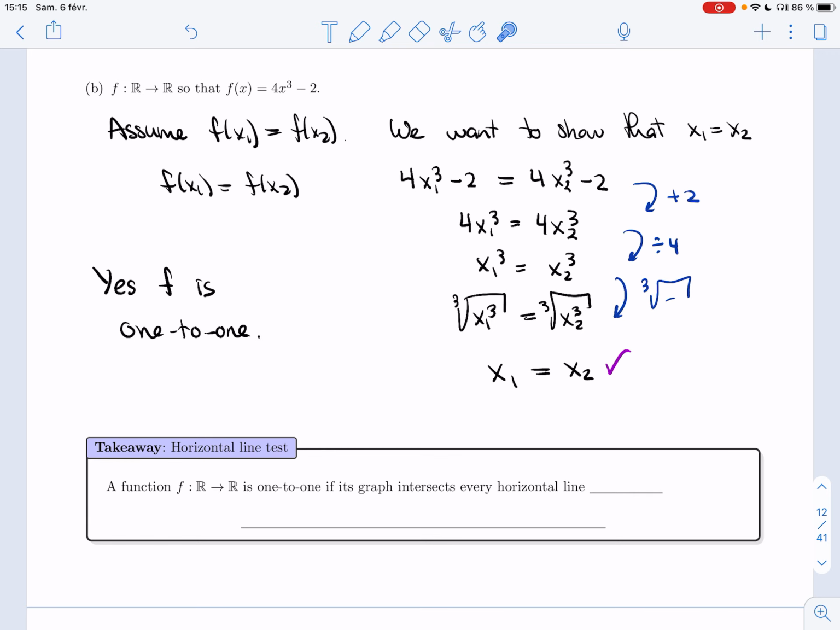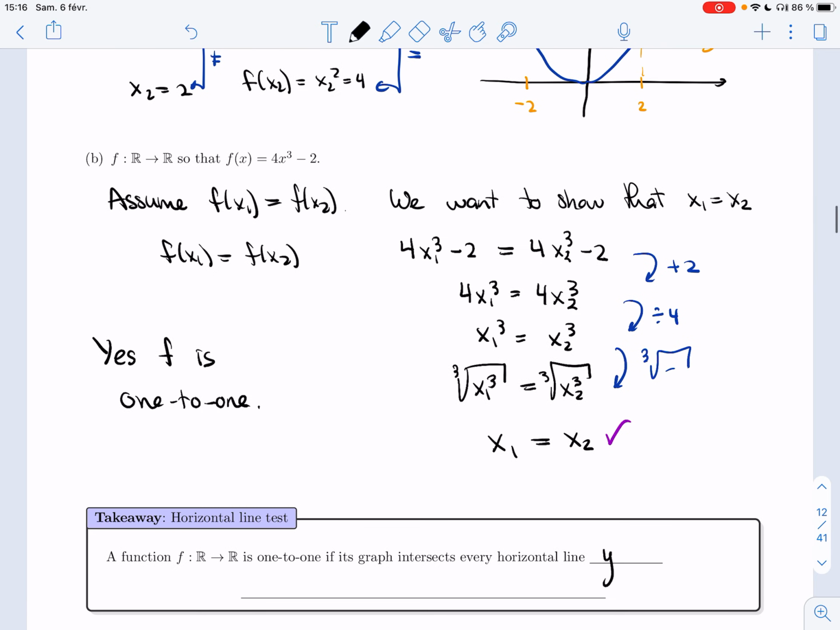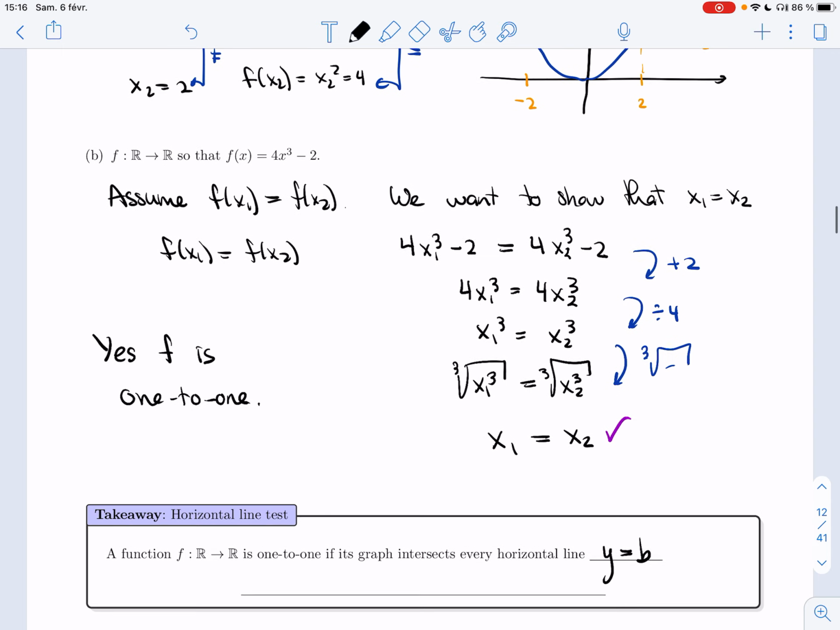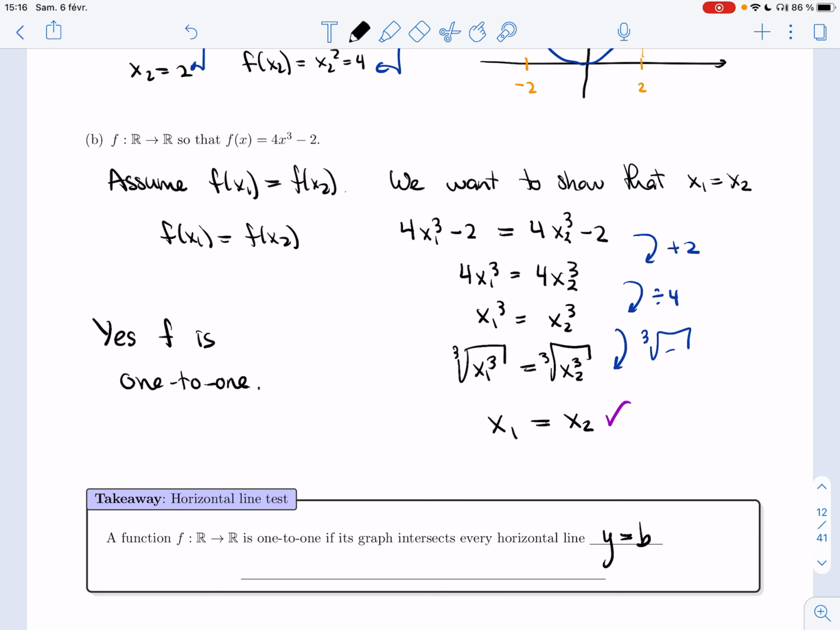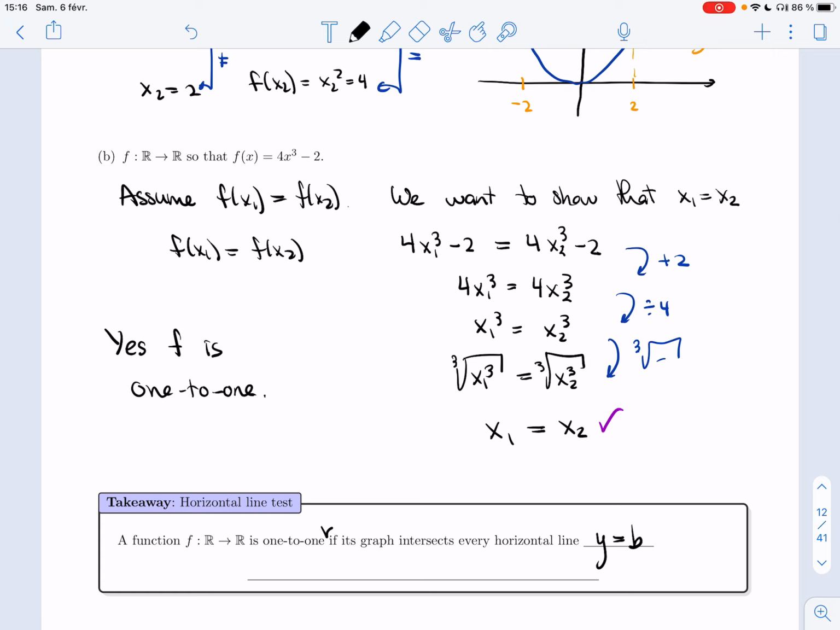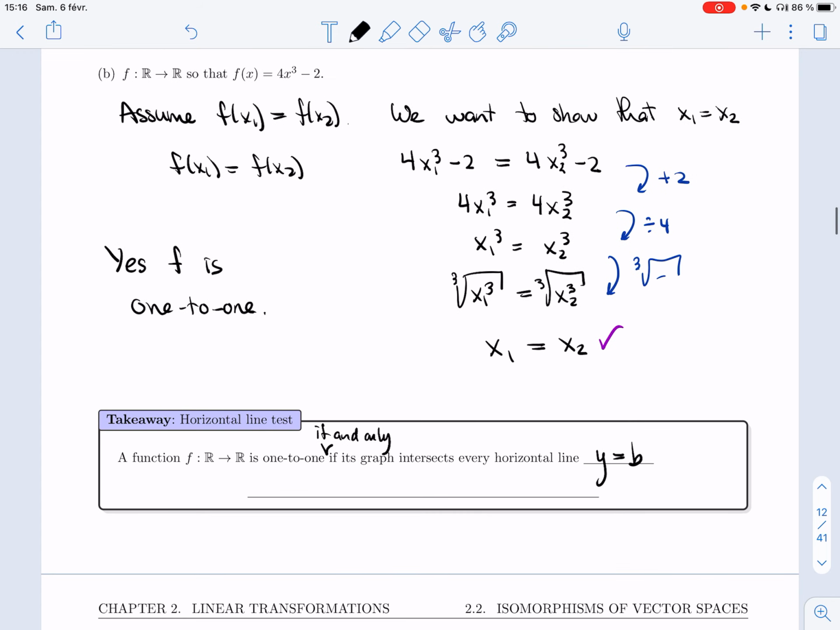All right, so a function f from R to R is one-to-one if its graph intersects every horizontal line, like we had here, y equals something, so y equals b. We had y equals 4 in our example. Let me add it here. So if and only if its graph intersects every horizontal line at most once. We don't want more than once. We don't want twice because that would mean two different x's mapping to the same y, but we don't mind zero, or not at all.